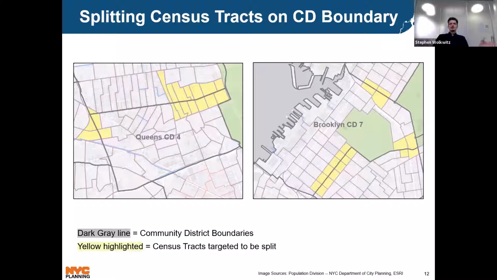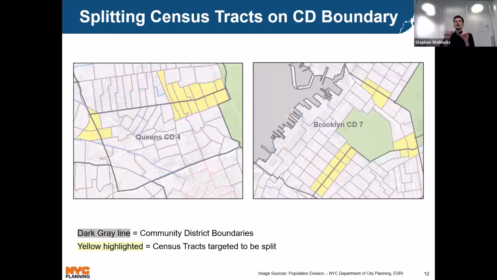Now, as far as what I was talking about with where we worked with the Census Bureau to create better alignment as far as the new census tracts, I've got some examples illustrated above. Queens CD4 on the left, Brooklyn CD7 on the right. The thick gray lines on these maps are the CD boundaries, and you'll see highlighted in yellow are the 2010 census tracts that we targeted.